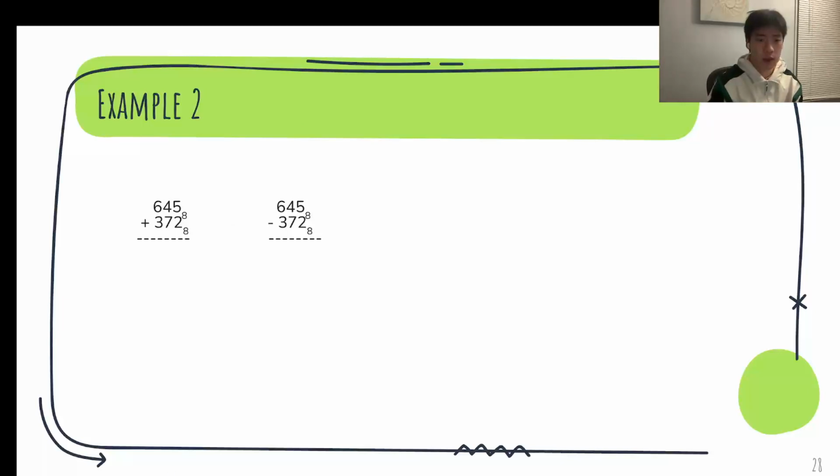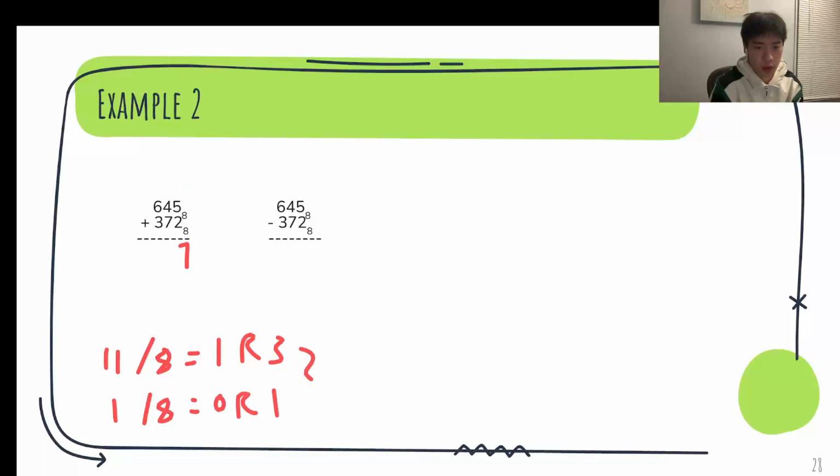Okay, so let's do some octal examples. We have 6, 4, 5 plus 3, 7, 2. 5 plus 2 is 7. 7 plus 4 is 11, but that's in base 10, so we need to convert this to octal. 11 in base 10 is equal to, so if we divide it by 8, we get 1 remainder 3, and then 1 divided by 8 is equal to 0 remainder 1. So we get 1, 3, right? 1, 3. And so we'll put the 3 here, and we'll carry the 1 here.